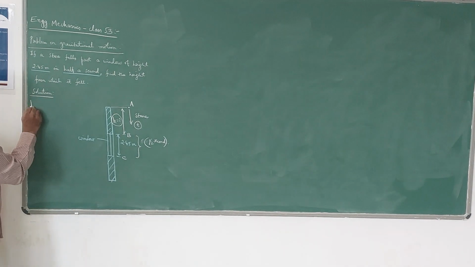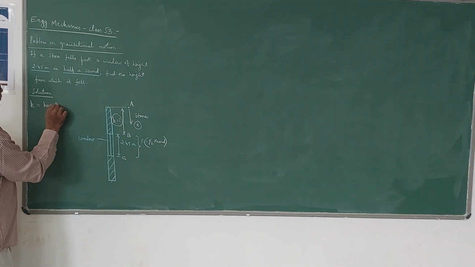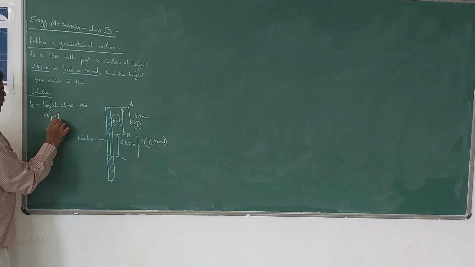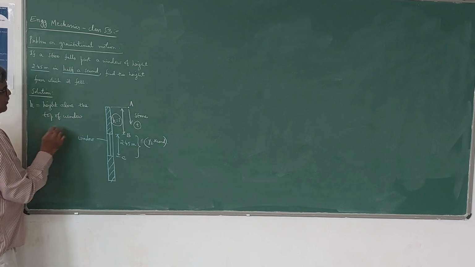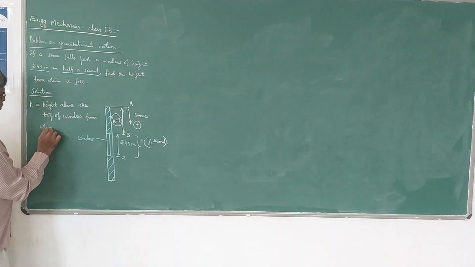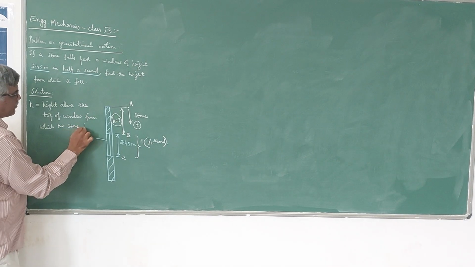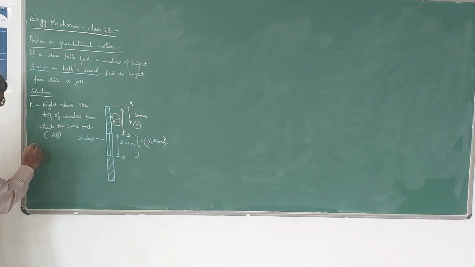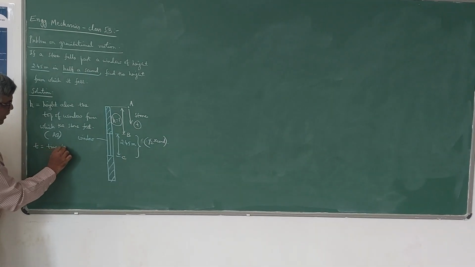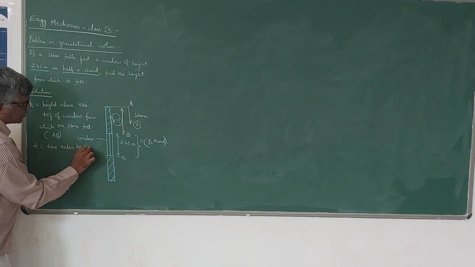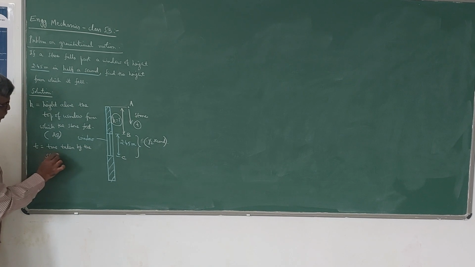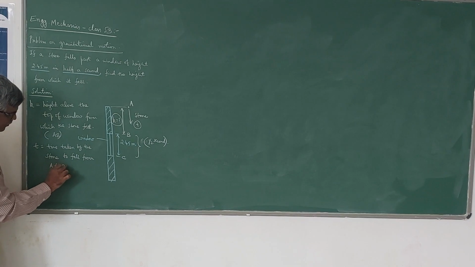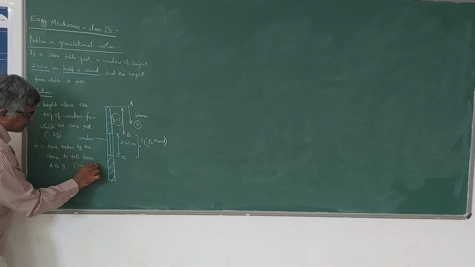So now here I will write like this. H is the height above the top of window from which the stone fell, that means the distance AB. Now T I will take as the time taken by the stone to fall from A to B. Let it be in seconds. So we will restrict ourselves to seconds and meters.